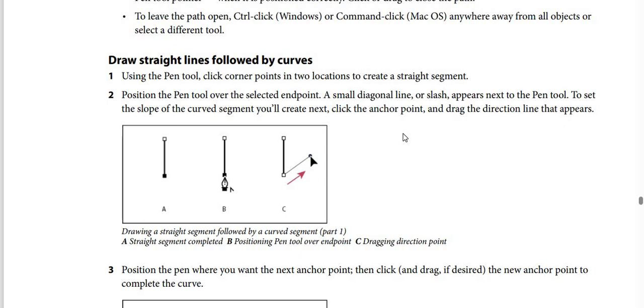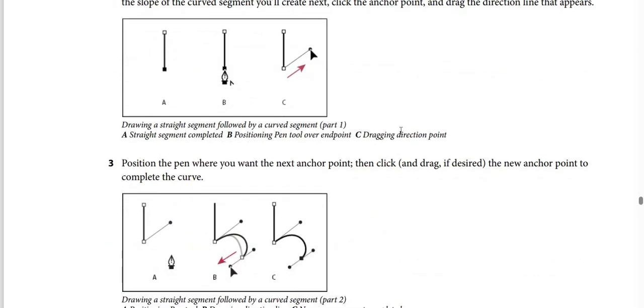Step number 2. Position the pen tool over the selected endpoint, and a small diagonal line or slash appears next to the pen tool. To set the slope of the curved segment you will create next, click the anchor point and drag the direction line that appears, like this image now.